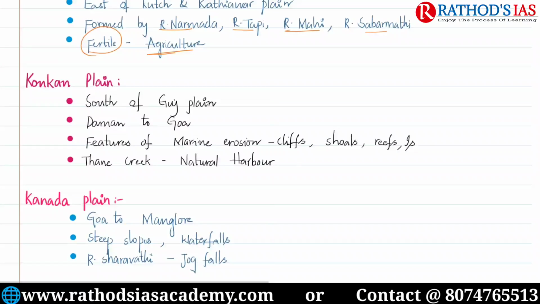And next one is Konkan plain. So Konkan plain is present to the south of Gujarat plains and it extends from Daman to Goa. An important feature of this Konkan plain is marine erosion. So due to marine erosion, we can see some features like cliffs, shoals, reefs and even islands in the Arabian Sea. They are seen because of this marine erosion. And Konkan plain is famous for this Thane Creek, and it is one of the excellent natural harbours.